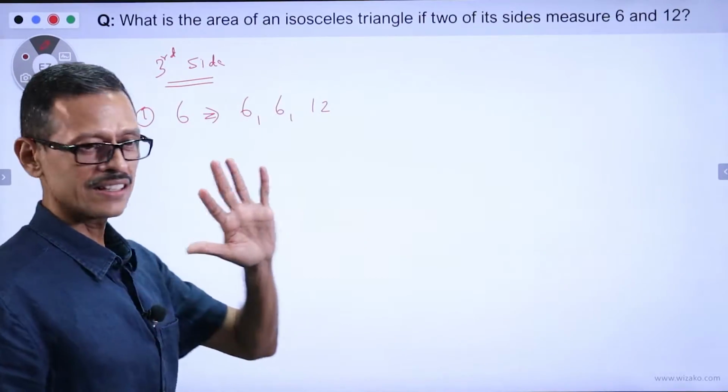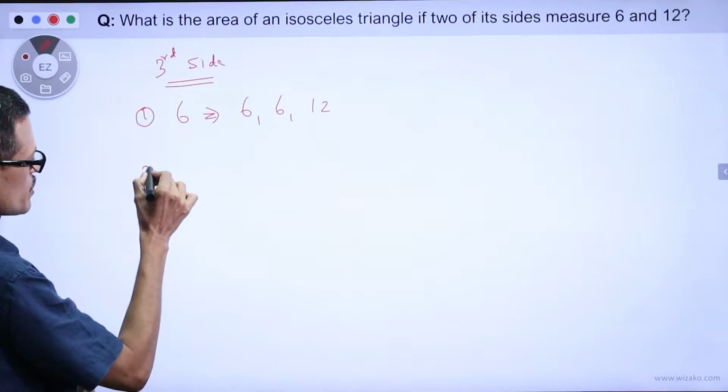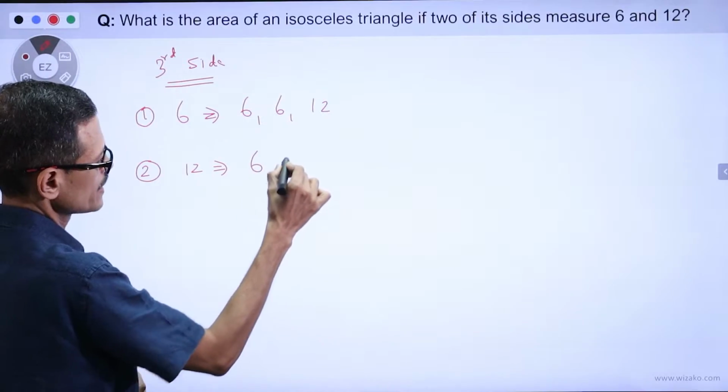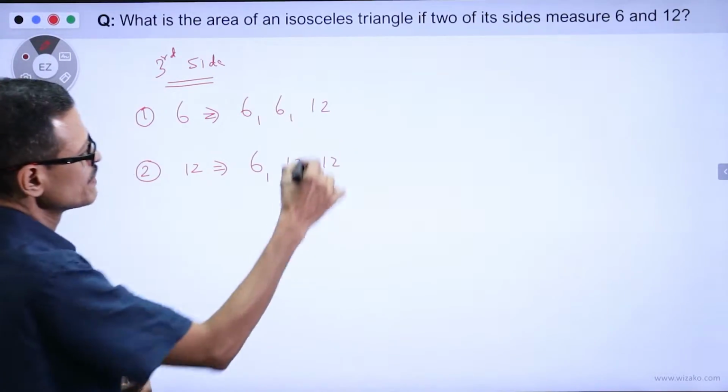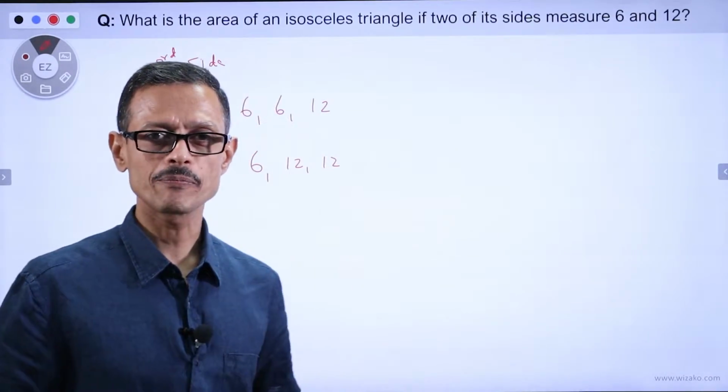Is it an isosceles triangle? Yes, two sides are equal. So that property is taken care of. Let's look at the second possibility. The third side could be a 12. In that case, the three sides of the triangle will be 6, 12 and 12. In both instances, two sides of the triangle are the same: 6 and 6, 12 and 12.